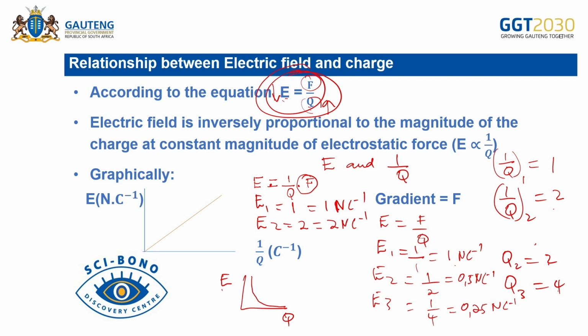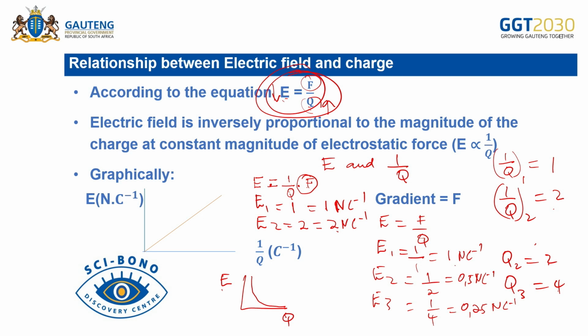1 over Q increases? Remember, what is changing here is 1 over Q. It's no longer Q, but 1 over Q. So I'm having 1 over Q times F according to this equation, and my F is constant, 1 for example. So 1 times 1 is 1, and 2 times 1 is 2. Can you see that as I increase 1 over Q, E also increases by the same factor?